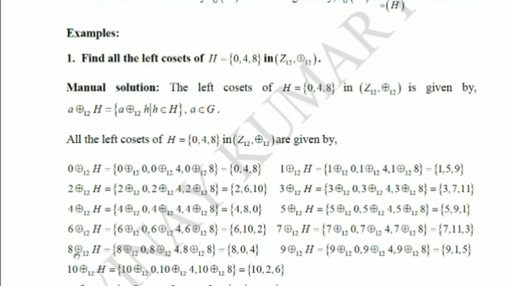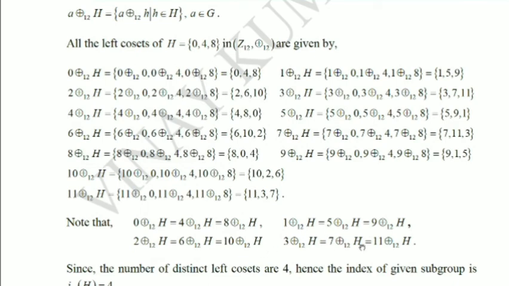Similarly, see this 3 addition modulo 12 H. The elements of this left coset are 3, 7, 11, which is one and the same as the left coset 7 addition modulo 12 H, which is 3, 7, 11, and which is the same as the elements of the left coset 11 addition modulo 12 H. So these three cosets are one and the same. That means the number of distinct left cosets is 4. Only 4 left cosets are distinct in nature.